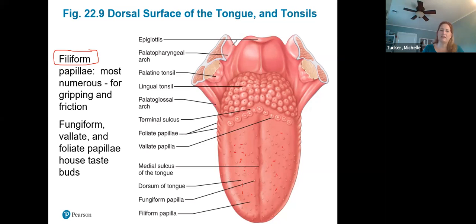The second set of papillae are the fungiform, because they thought that these things looked like little mushroom heads. Valate, I don't know what that one is derived from. And foliate looks like a leaf. So fungiform, leaves and mushrooms and whatever valate comes from are going to house the taste buds. So we have filiform for friction, fungiform, valate, foliate for taste buds.